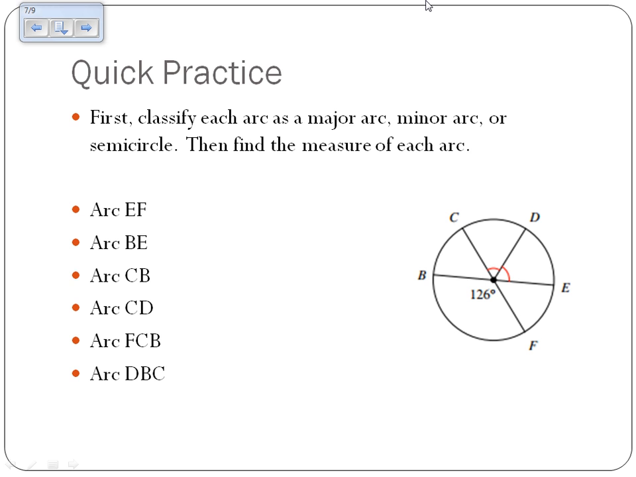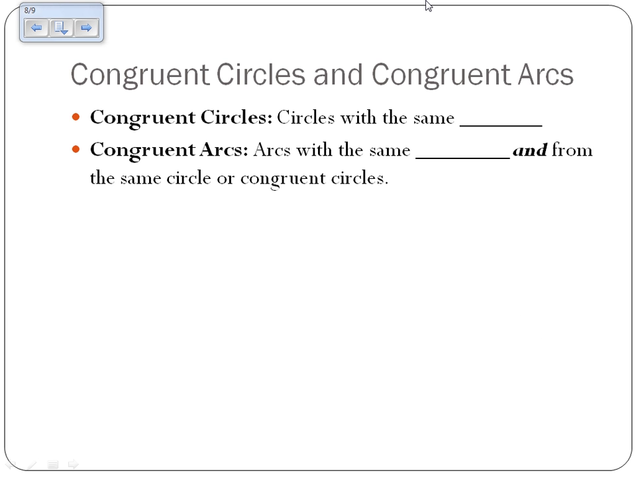We're not going to do this one. Congruent circles, congruent arcs. No, we'll skip it. I just want to tell you. Congruent circles are circles with the same radius. You don't have to copy it. That just means that the circles are the same size.